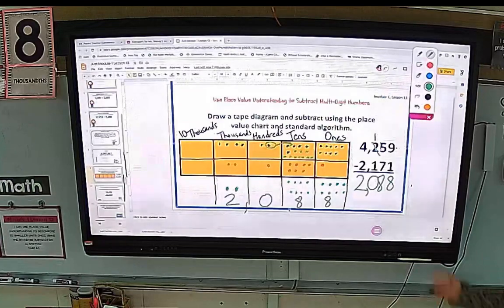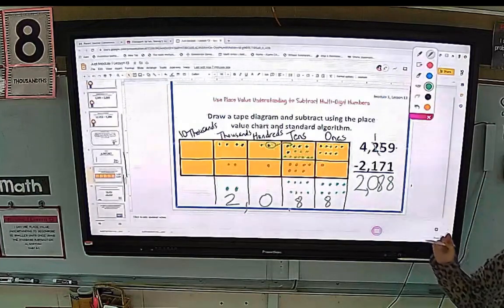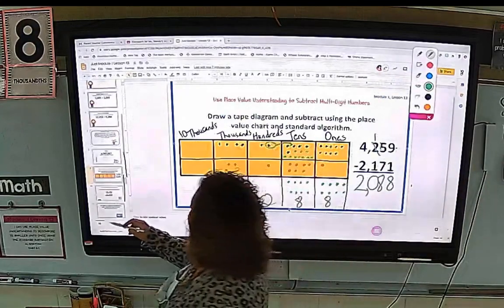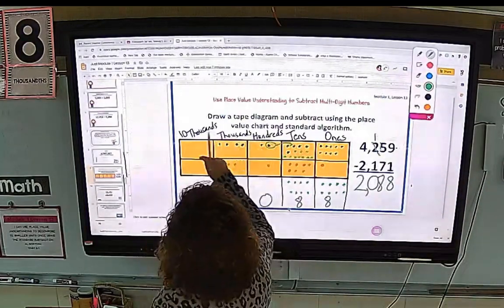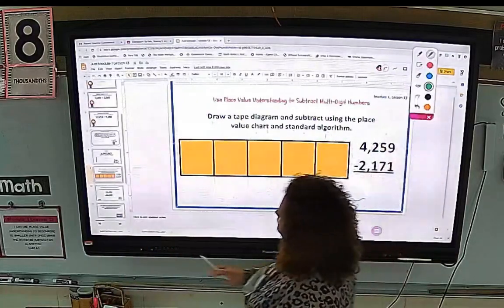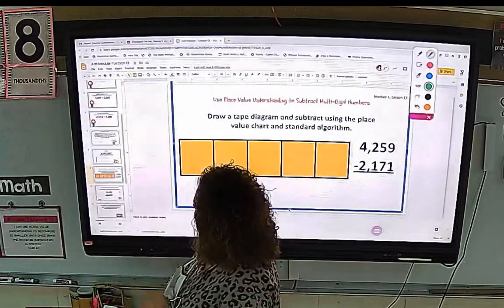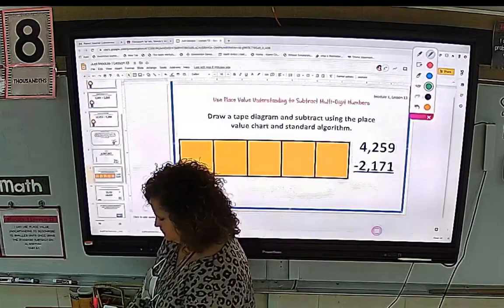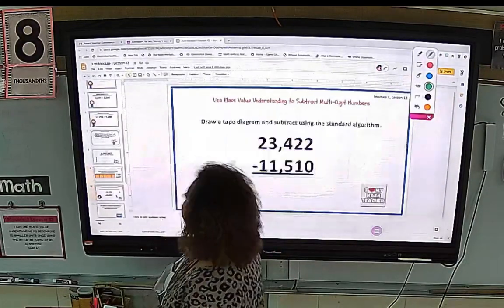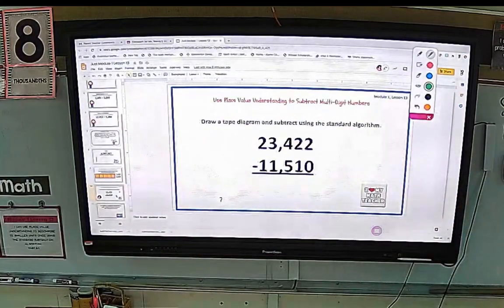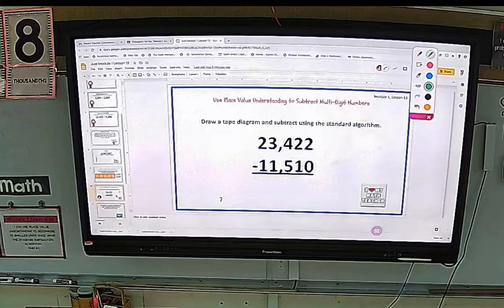All right, just erase the problem board, the whiteboard. Leave the place value chart for right now. Okay, lay your marker down. Actually, just put the top on it and lay it down.